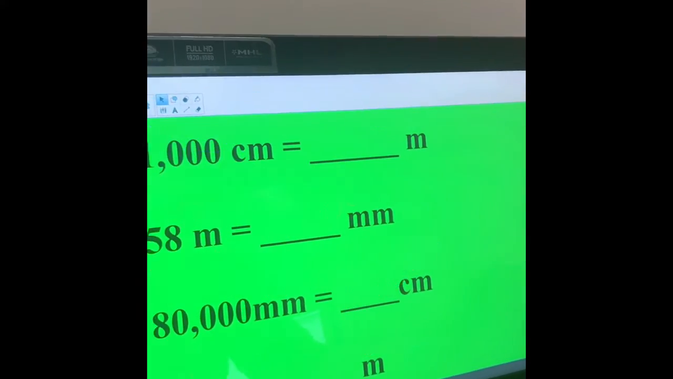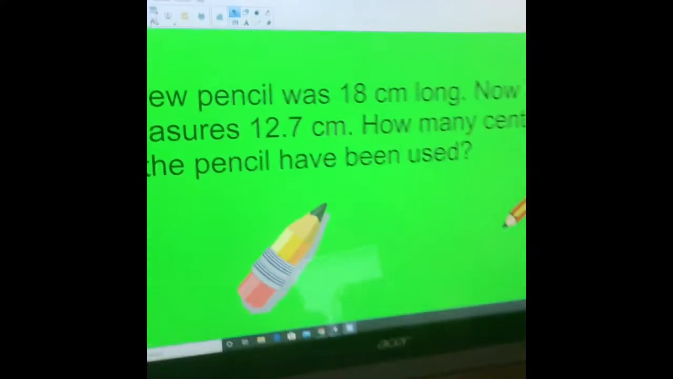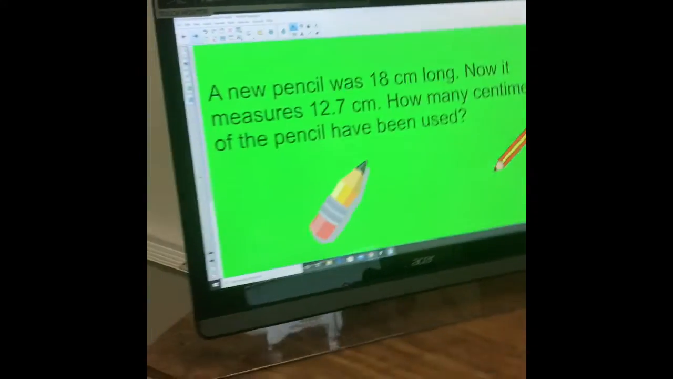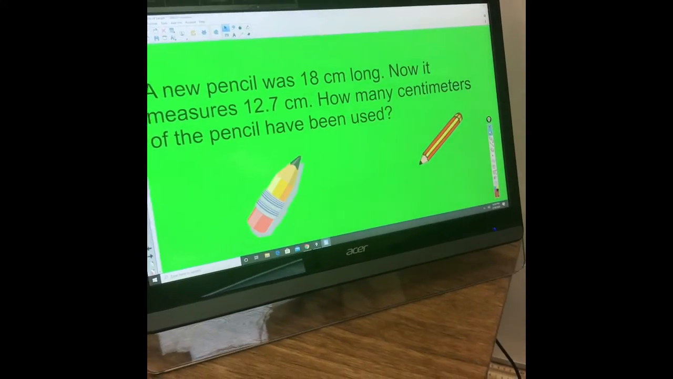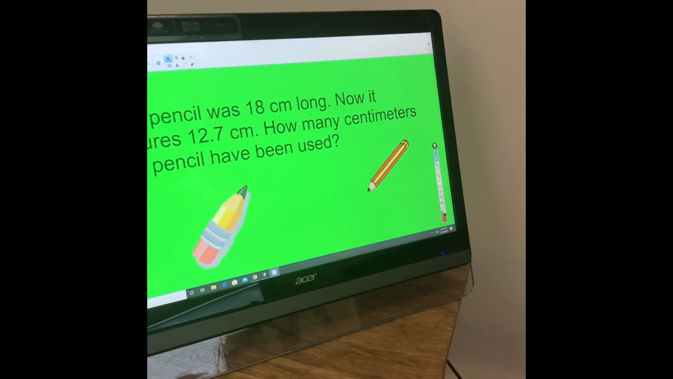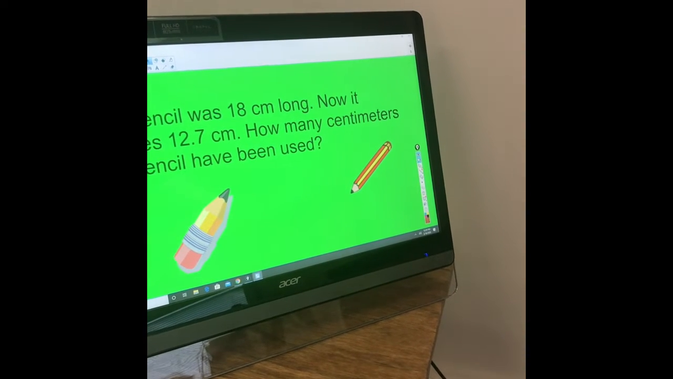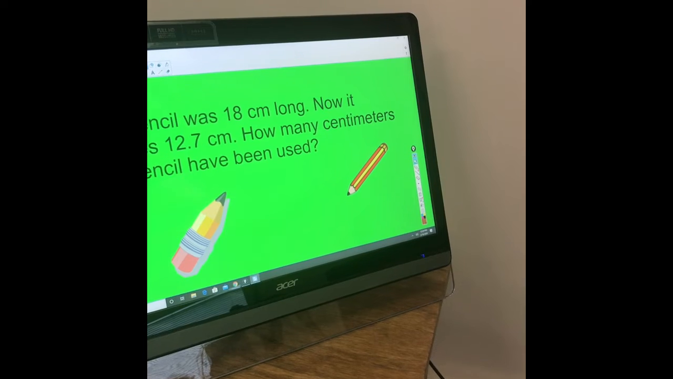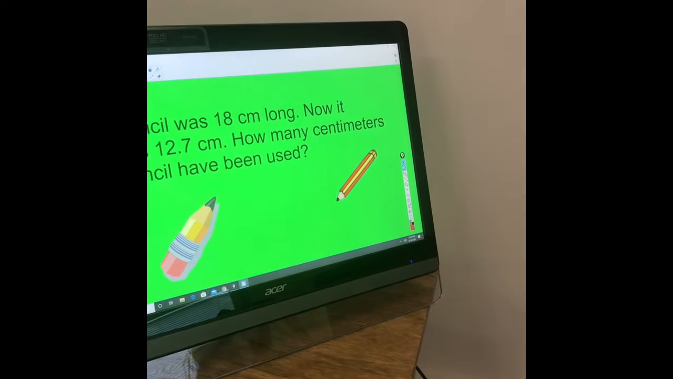All right, beautiful. I think the next one's a story problem. Okay, so you have a new pencil. A new pencil was 18 centimeters long. Now it measures 12 and 7/10 centimeters. How many centimeters of the pencil have been used?